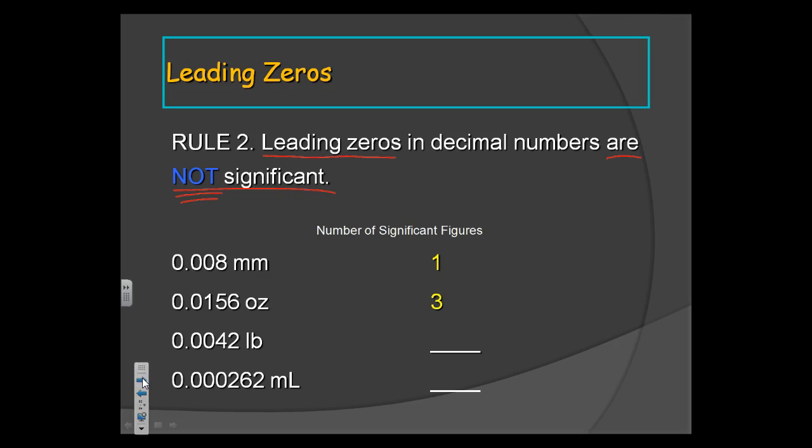Rule number 2. Leading zeros in decimal numbers are not significant. They're basically placeholders. So if we have a number like this, you know from math class you don't even have to write this 0, it's just telling you that a decimal is coming up. The leading zeros, the zeros that come before the first non-zero digit, are never significant, so this measurement only has 1 sig fig. In this number, again, leading zeros are not significant, so this number has 3 sig figs. This number has 2 sig figs, and this number here, which is very small, has 3 sig figs.